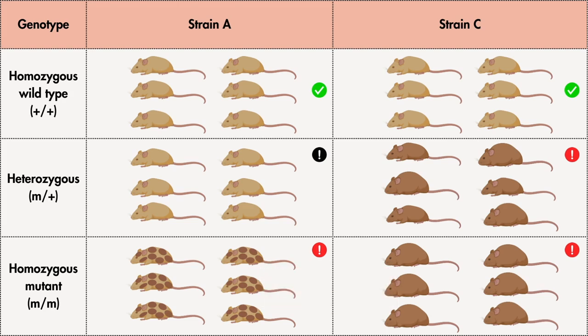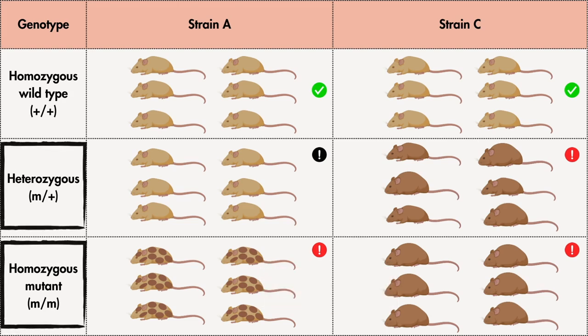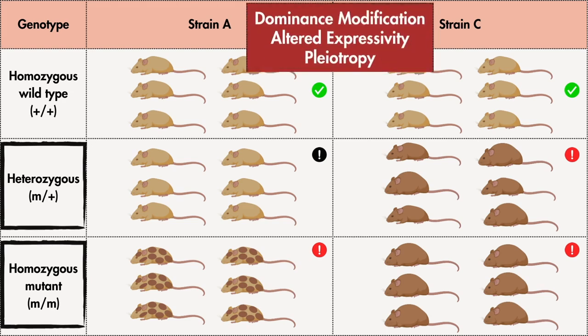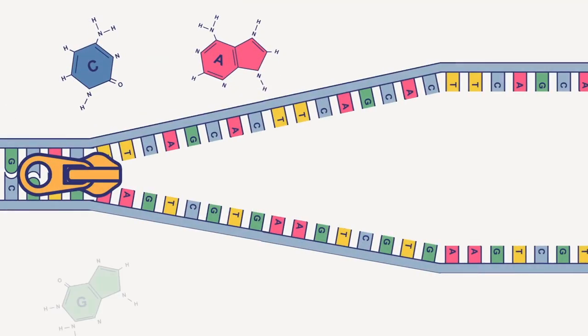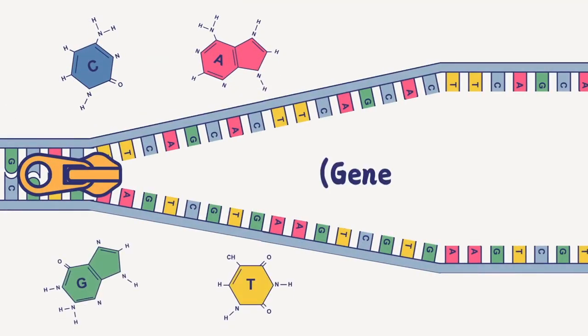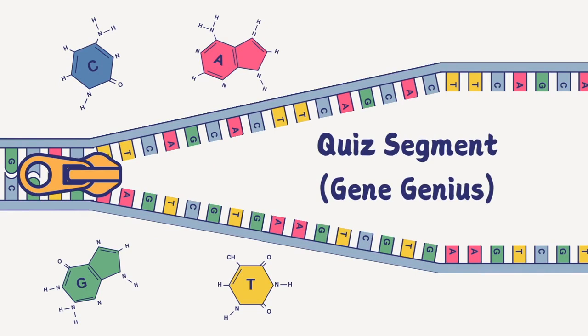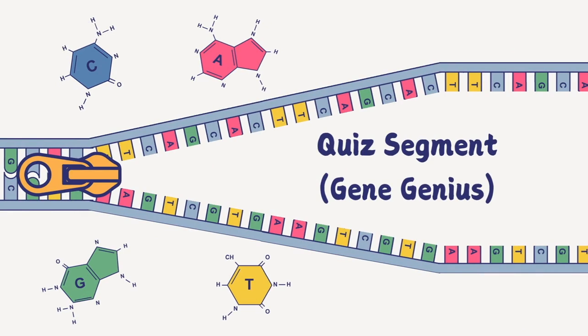In conclusion, the M mutation in strain C exhibits dominance modification, altered expressivity, and pleiotropy, demonstrating how genetic backgrounds can significantly influence the impact and severity of a mutation. Let's see if we have mastered the content with the quick challenge. Welcome to the final segment, Gene Genius.